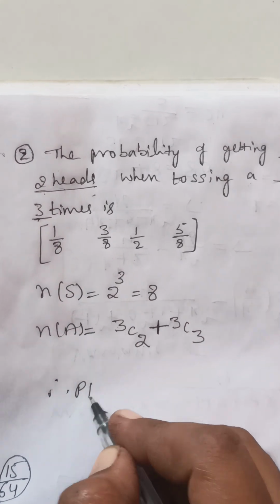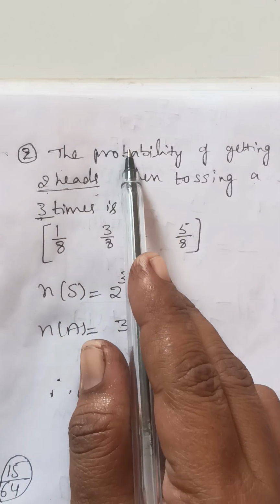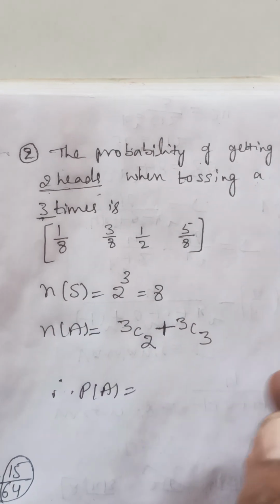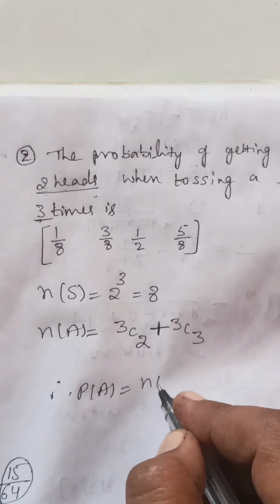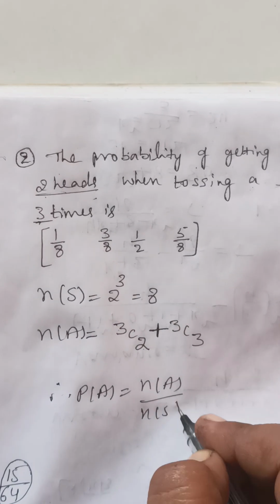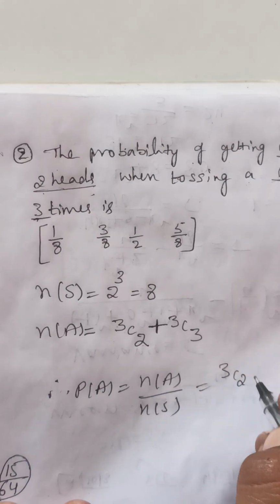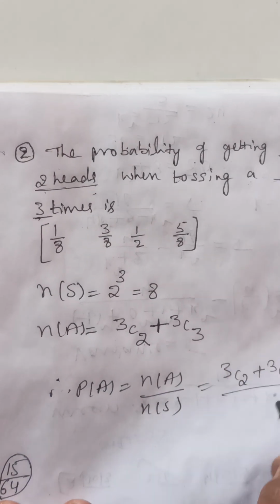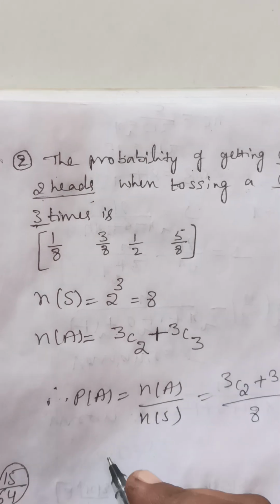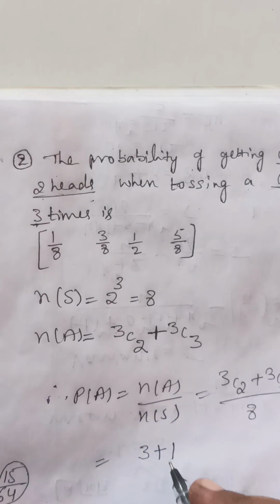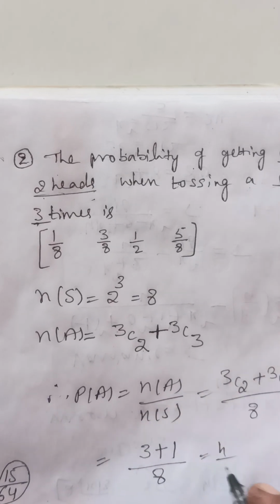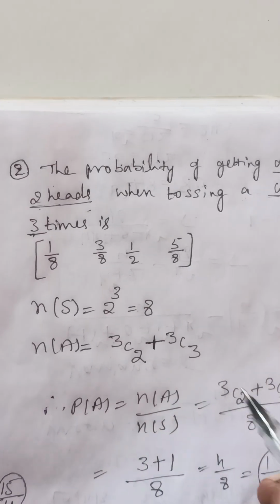And now P of A. P of A represents the probability of getting at least 2 heads when tossing a coin 3 times. So P of A equals N of A by N of S, which is equal to 3C2 plus 3C3 by 2 cube, which is 8. 3C2 is 3, 3C3 is 1. 4 by 8 is equal to 1 by 2. So 1 by 2 is the answer.